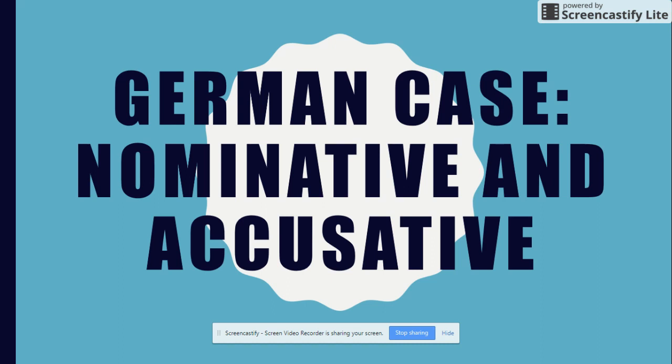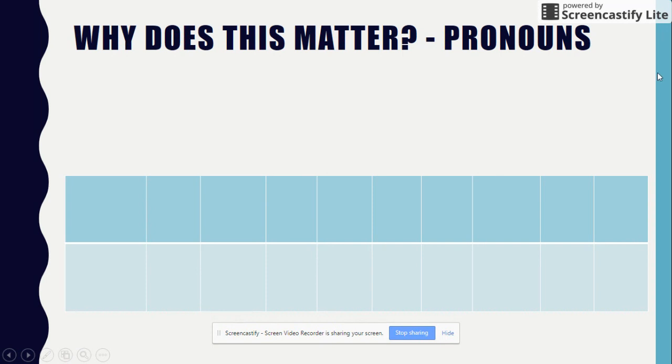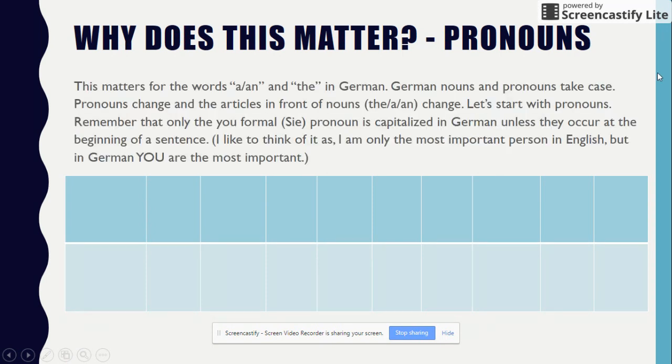This is part 3 of the video, German Case, Nominative, and Accusative. We're going to talk about why case matters. This matters for the words "a" or "an" and also "the" in German. German nouns and pronouns are what takes case. Pronouns change, and the articles in front of nouns, "the", "a" or "an", also change.